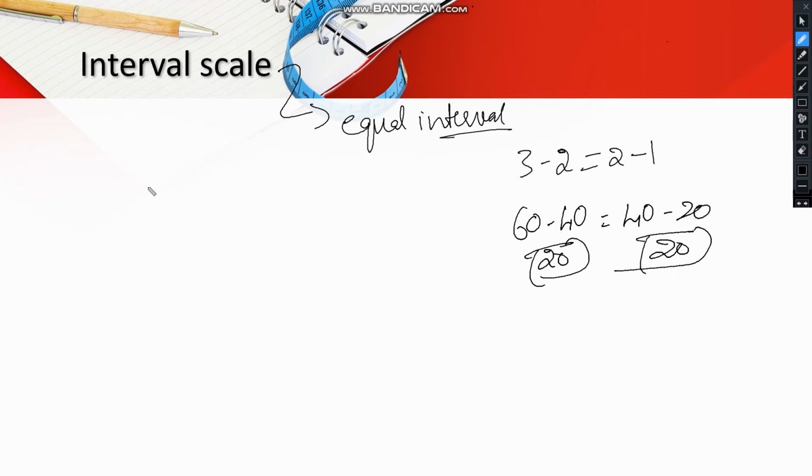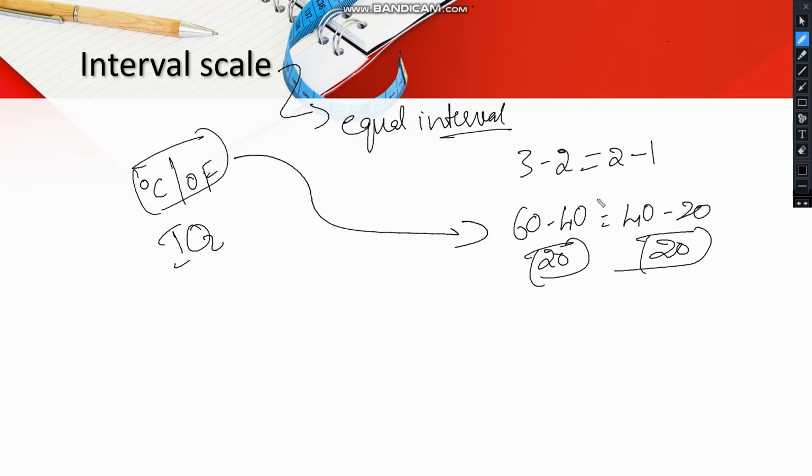A good example for interval scale will be degree Celsius or degree Fahrenheit scale of temperature, and we can also say that IQ is also an interval scale, where we can say that the difference between 60 degrees Celsius and 40 degrees Celsius is the same as the difference between 40 degrees Celsius and 20 degrees Celsius, that is 20 degrees Celsius. Interval scale has equal interval, but it doesn't have real zero.